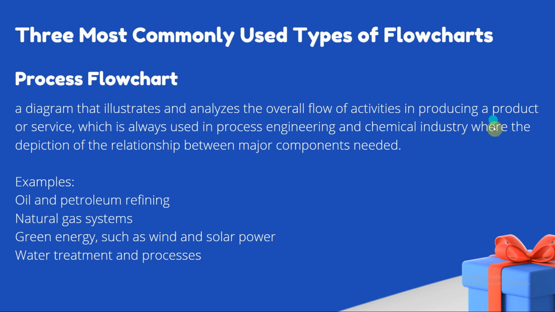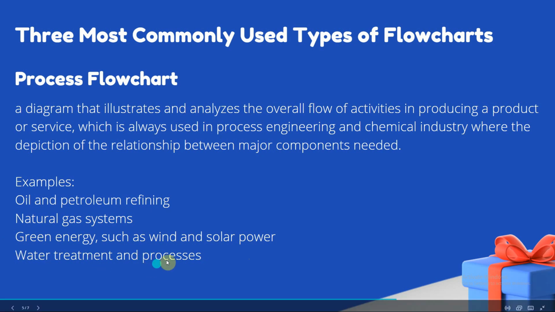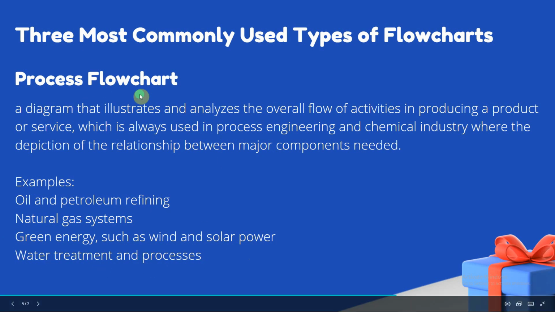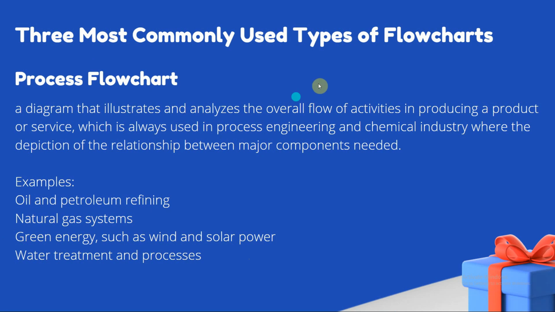So it will describe the relationship between the major components in processing. Our examples are petroleum refining, natural gas systems, and how these are processed; green energy, such as solar and wind power, the type of energy and how they are processed; and water treatment as well. We can use a process kind of flowchart for this type of operation.